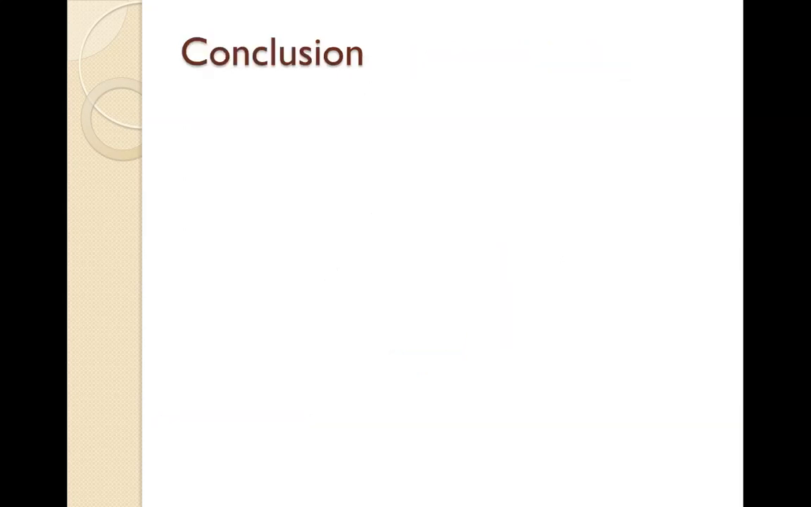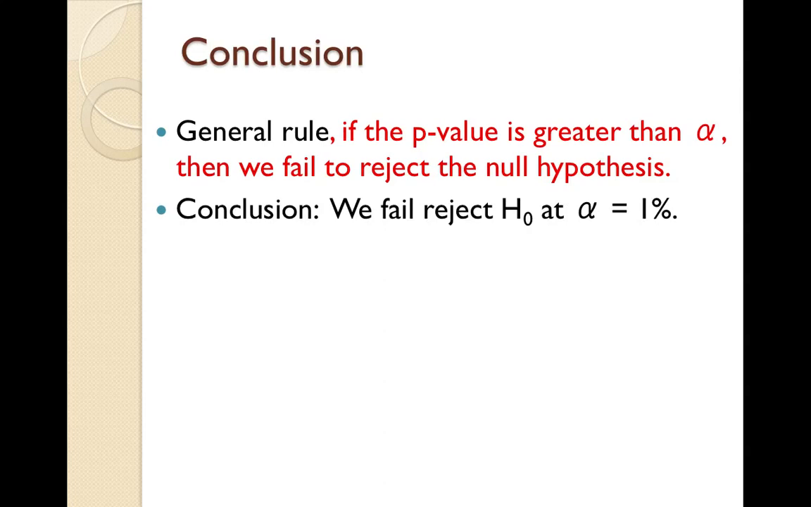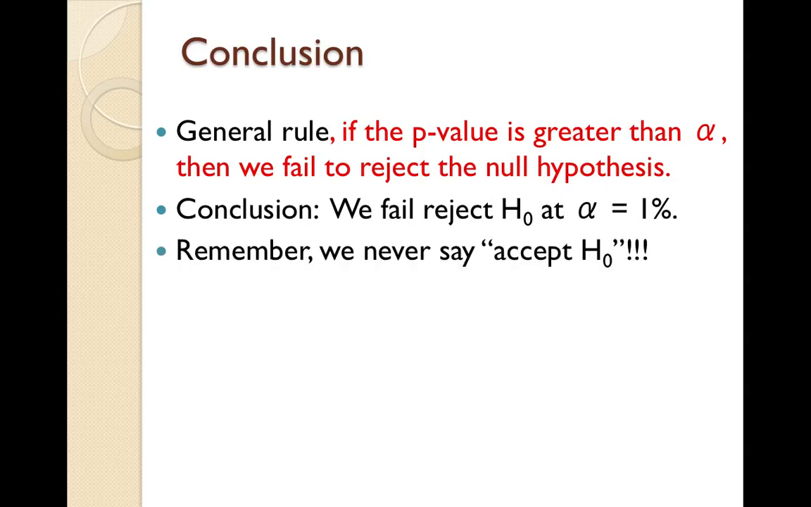So now we go to our conclusion. Remember that we're going to come to our conclusion by looking at p-value and alpha. If the p-value is greater than alpha, you're going to fail to reject the null hypothesis. So that's what you're doing in this particular case. Conclusion is, we fail to reject H0 at alpha equal 1%. You're never going to state that you accept H0. The two conclusions that you can come to in a hypothesis test are either going to be reject H0 and accept HA, or fail to reject H0.